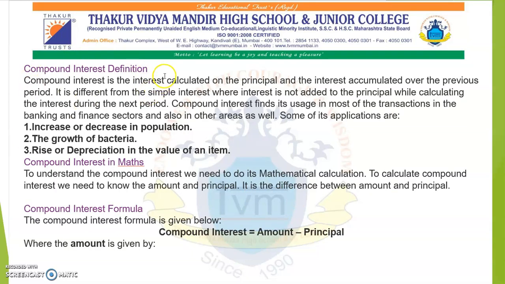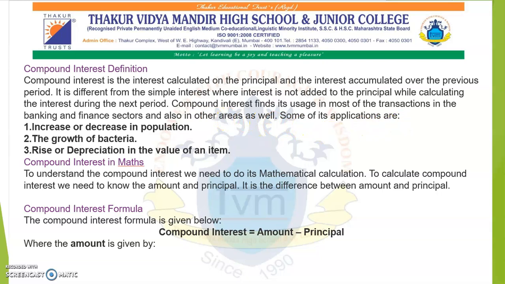Now let us see the definition of compound interest. Compound interest is the interest calculated on the principal and the interest accumulated over the previous period. It is different from the simple interest, where interest is not added to the principal while calculating the interest during the next period. Compound interest finds its usage in most of the transactions in the banking and finance sectors and also in other areas as well.